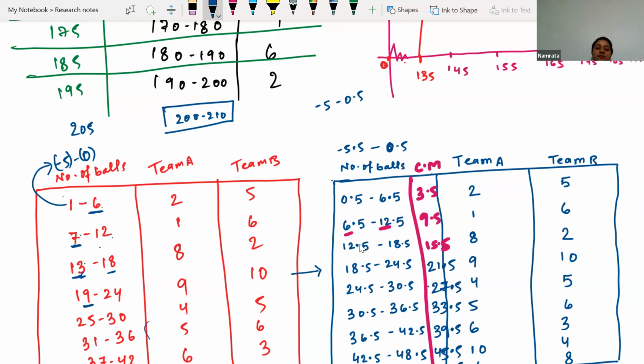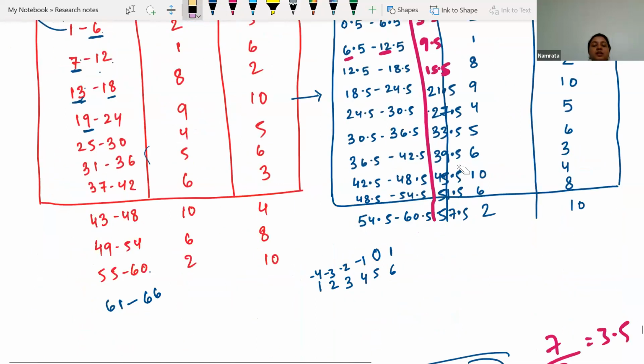Okay, what will be the class interval? So upper limit plus lower limit, plus means here a negative number is there. Or rather than doing this much of calculation, one thing I suggest you: just look at your class mark. You will be able to guess it. What will be the previous one and what will be the next one?